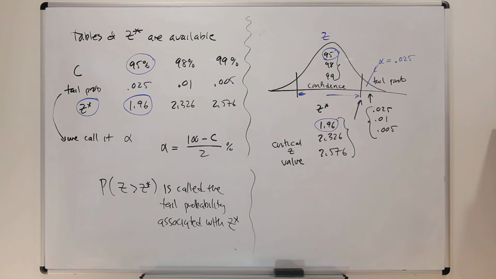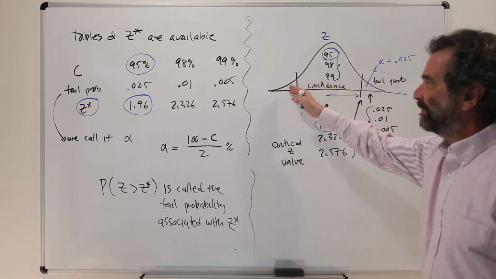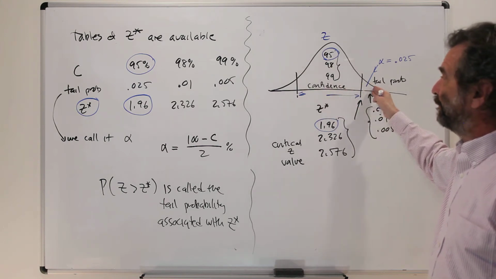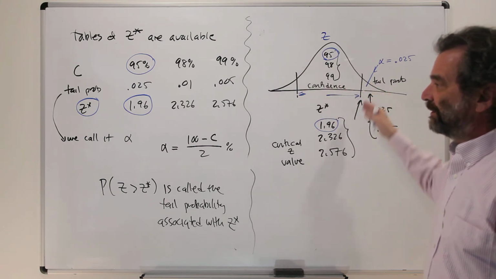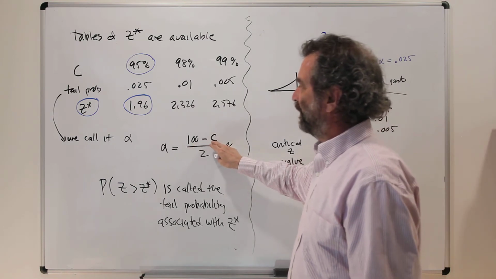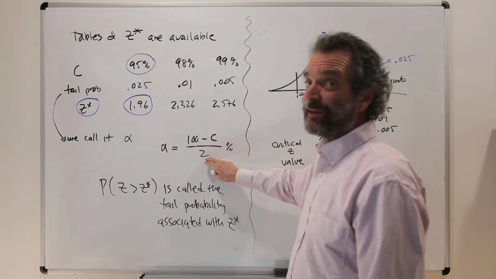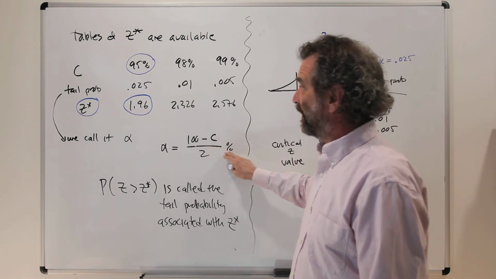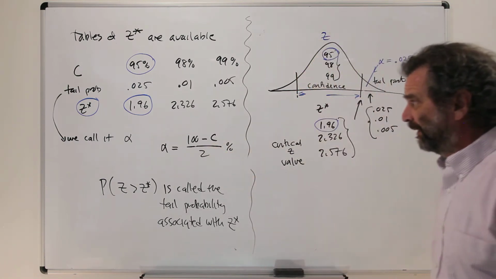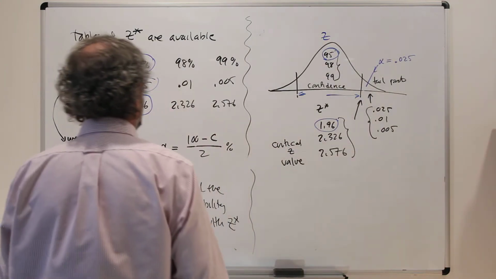So for 95% confidence, that uses up 95% of the probability. There's 5% split in half here to get the tail probability. So to get the tail probability, you take 100 minus the confidence level. It's like 100 minus 95 to get the 5%. And divide it in half because it's split among the two tails. And convert that to a percentage. So that puts this table in some kind of context.